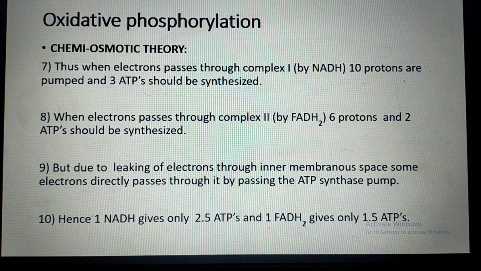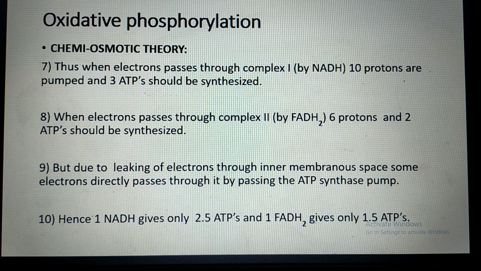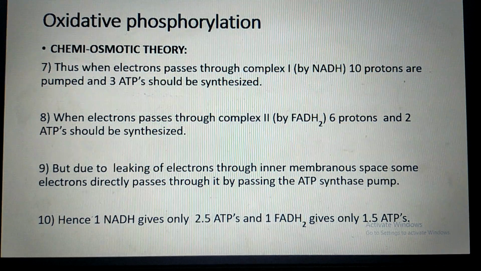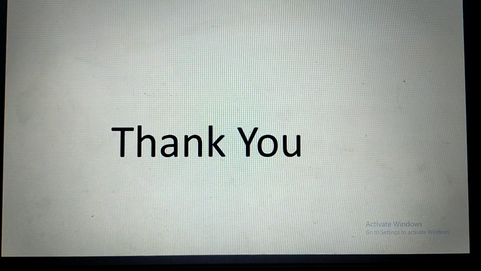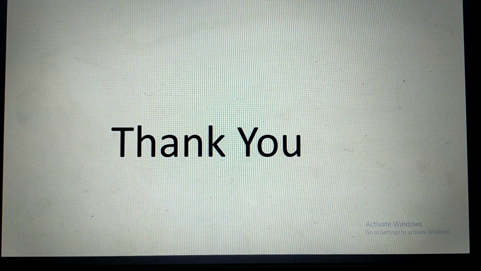It is considered that 1 NADH gives only 2.5 ATPs and 1 FADH2 gives only 1.5 ATPs, simply because some of the protons bypass the FO-F1 complex and directly travel through the inner mitochondrial membrane and enter into the matrix. This is about oxidative phosphorylation. Thank you very much.